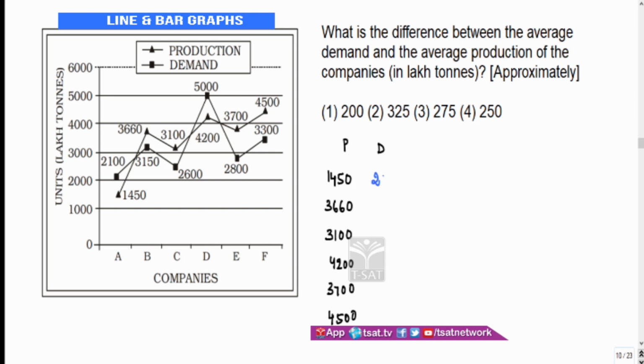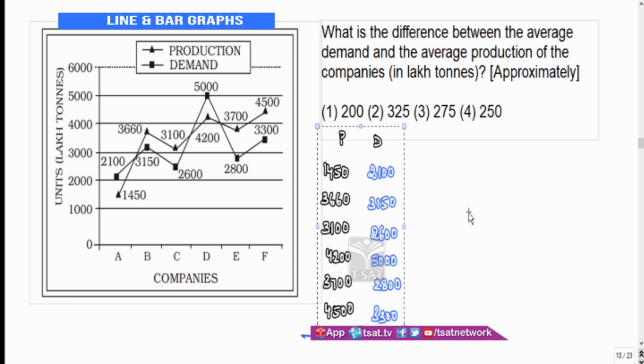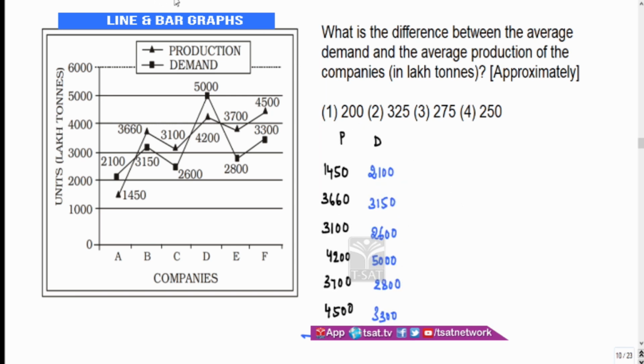Demand is 2100, 3150, then 2600, 5000, 2800, 3300. These are the demands. He is asking you to find the average and find the difference between them. But instead what I am doing here is just finding the difference and then finding the average. Now look at here, the difference is how much? 550 plus 100, so 650, that is minus, subtract it.